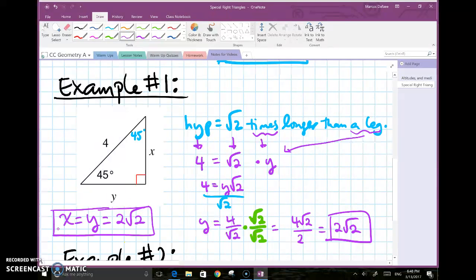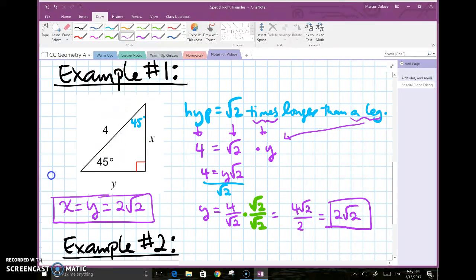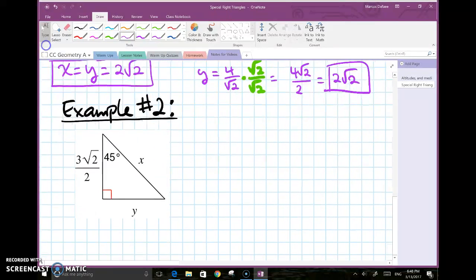Okay, so this relationship about the hypotenuse length being radical 2 times longer than either leg will always apply to a 45, 45, 90 special right triangle. Using that as a basis, you can solve any question related to these types of triangles, no matter how complex looking the numbers are that you're dealing with. And I say that because of example 2 coming up right over here.